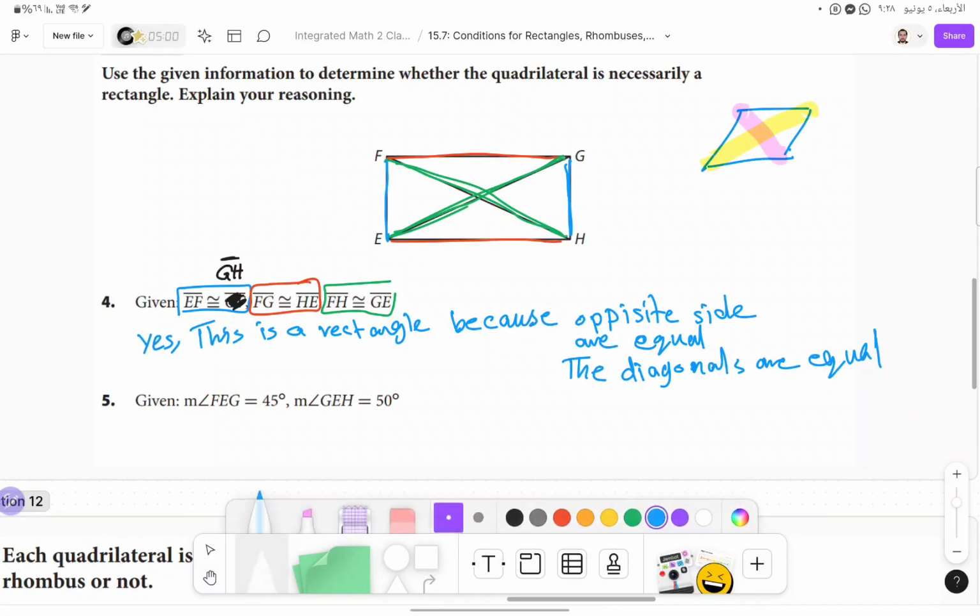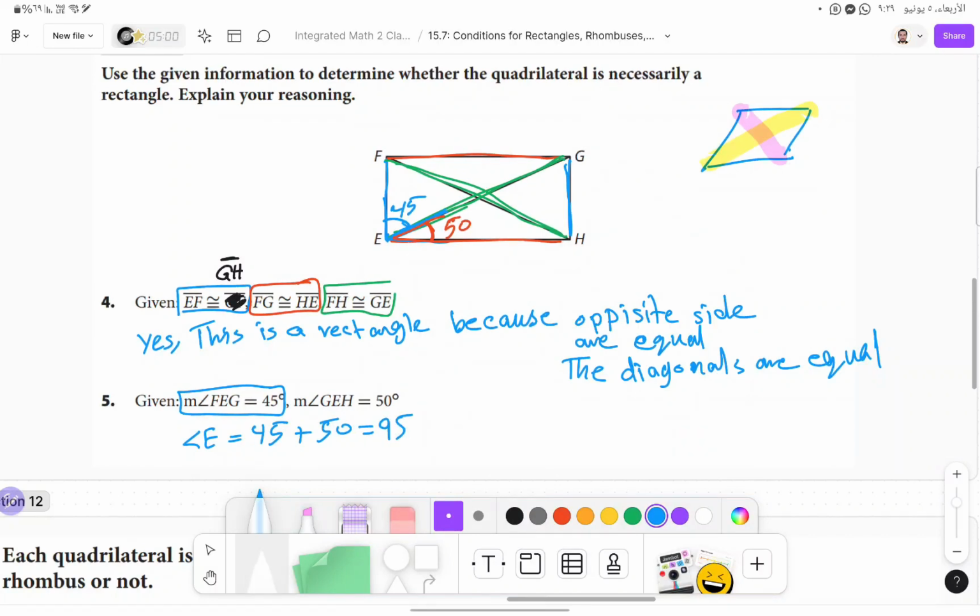Now, given here angle FEG is equal to 45. So it's talking about this angle here, is equal to 45. And GEH, so he's talking about this angle here. This one here is equal to 50. Now, if angle FEG is 45, so angle E is equal to 45 plus 50, which is equal to 95.